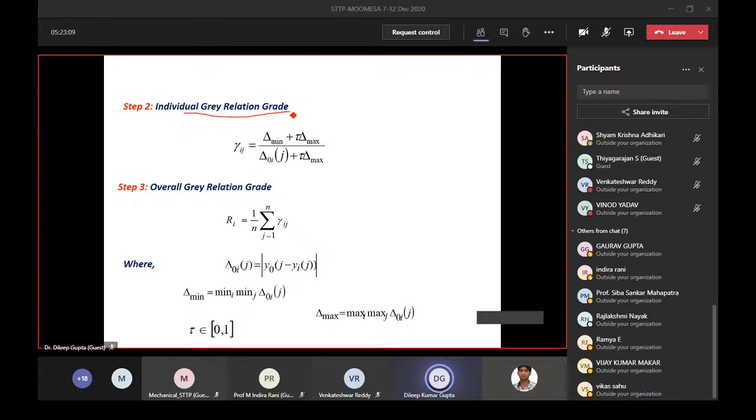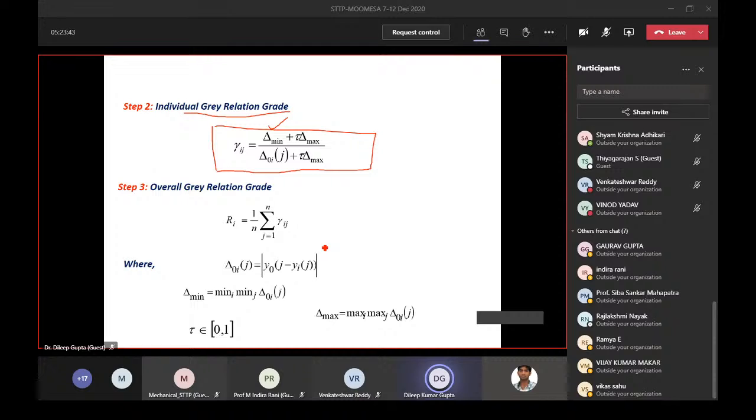Now we'll go for the calculation of the individual Gray relation grade. The individual Gray relation coefficient can be calculated using this equation: delta min plus tau delta max, divided by delta 0ij plus tau delta max. What is delta min here? Delta min means the minimum difference between two data of the normalized table.